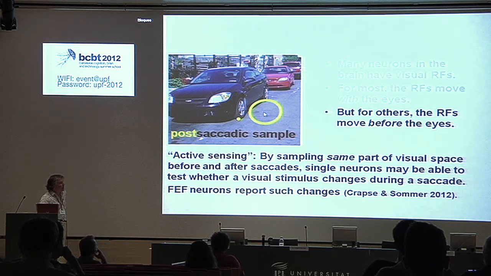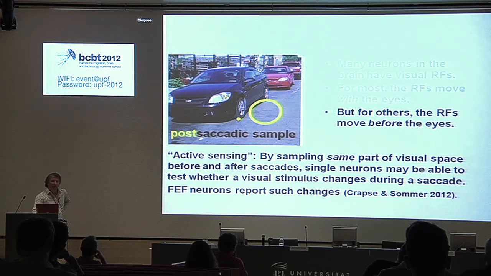If a stimulus out here at this location changes, either by moving a little bit or even changing color or changing size, frontal eye field neurons will report that this happens if it happens during the saccade. So they're very sensitive to transsaccadic changes of the visual field.